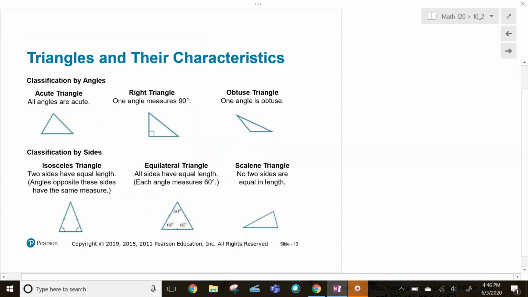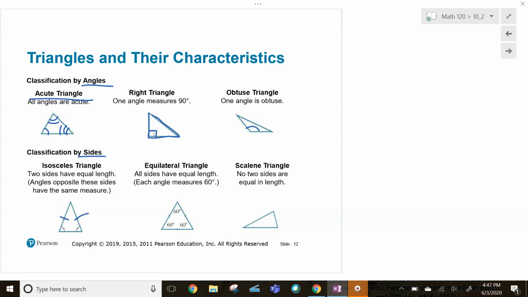All right, triangles and their characteristics. So we can classify triangles by angles, or we can classify them by sides. So if all three angles are less than 90, it's an acute triangle, right? So if all the angles are acute. If one of the angle measures is 90 degrees, like right here, we got a right triangle. If one of the angles is more than 90, of course less than 180, we've got an obtuse triangle.